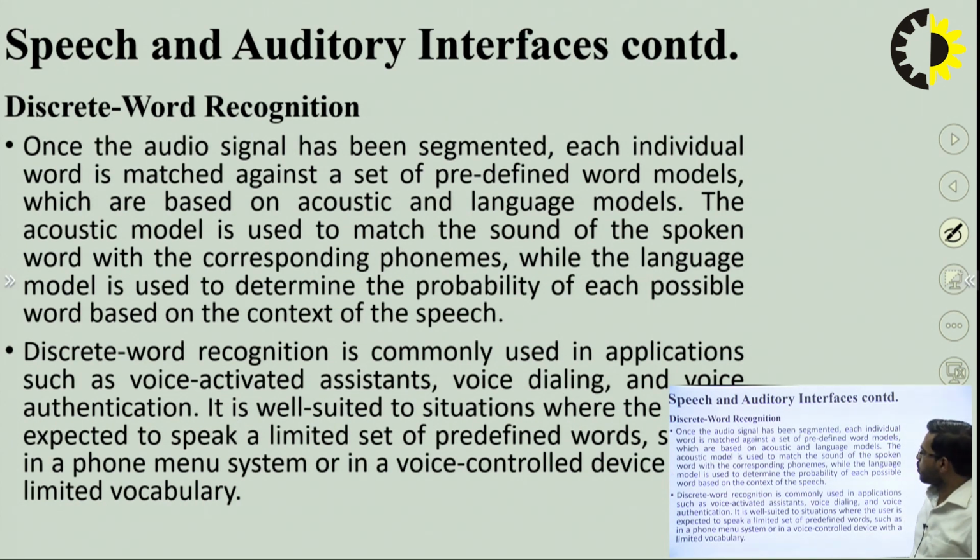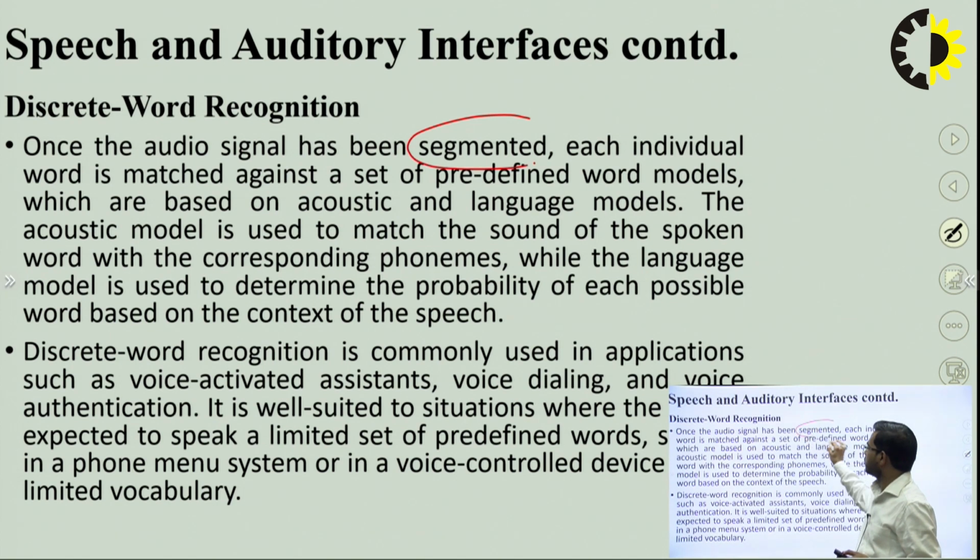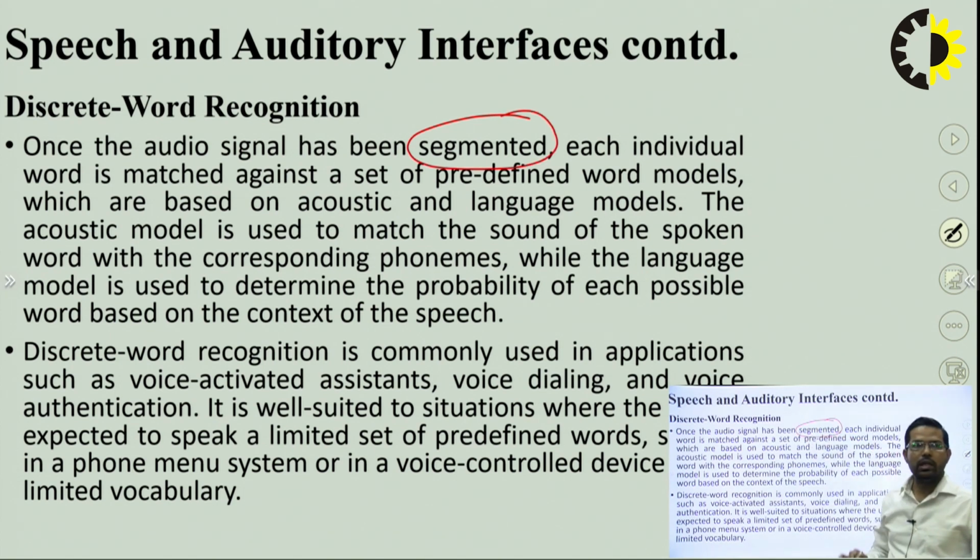Once the audio signal is segmented, each individual word is matched against a set of predefined word models. If you say anything, for example a dictionary word, it is already predefined in the machine learning data set. On that data set, they have to identify what you want to say, which is based on acoustic and language models.